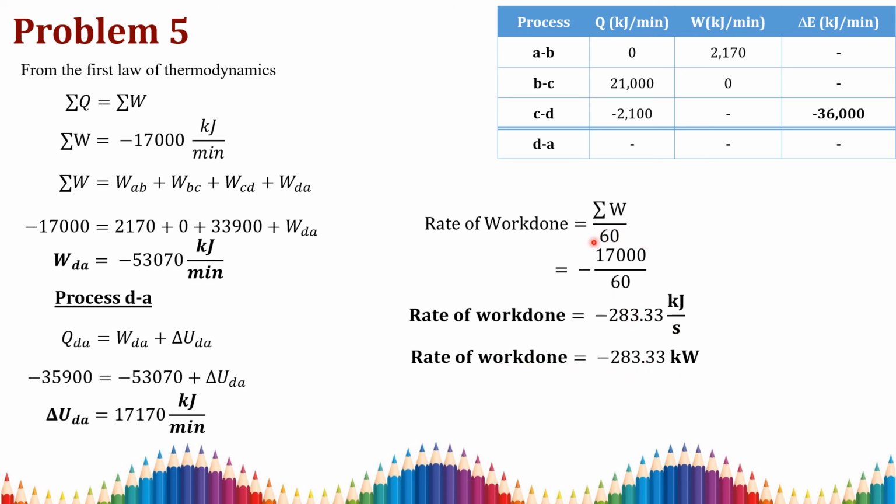This is a basic, simple unit conversion. As we all know, 1 minute equals 60 seconds. By replacing 1 minute in the denominator with 60 seconds and dividing, you get minus 283.33 kilojoule per second. Joule per second can be written as watt. So our final rate of work done is minus 283.33 kilowatt.